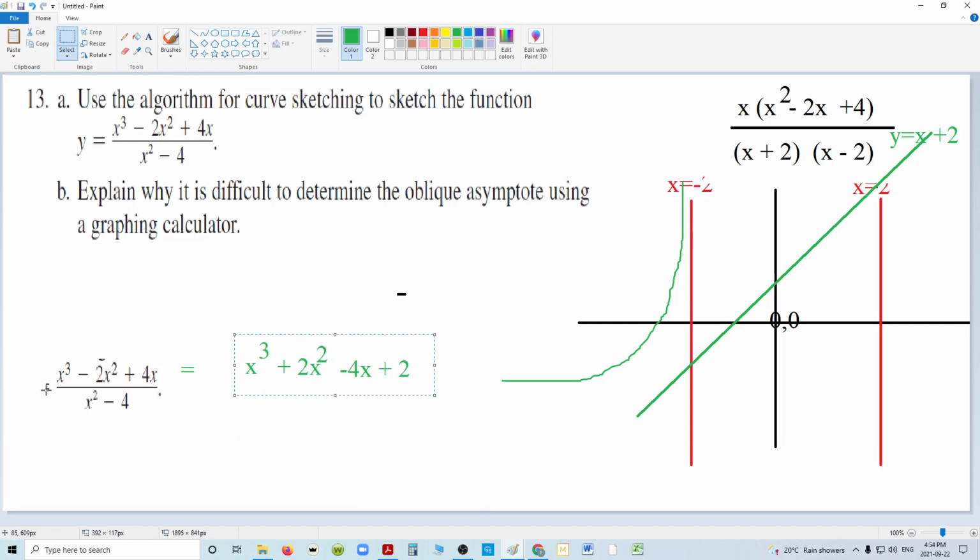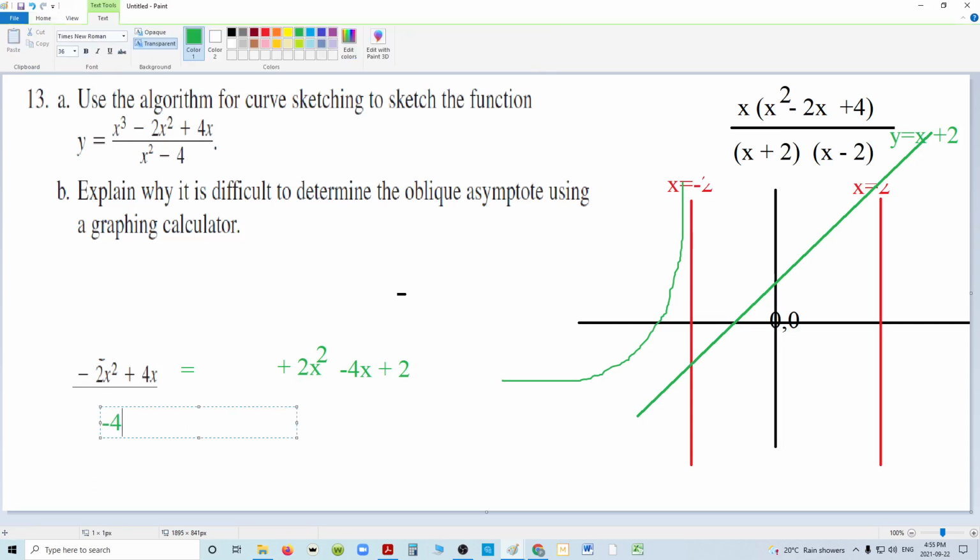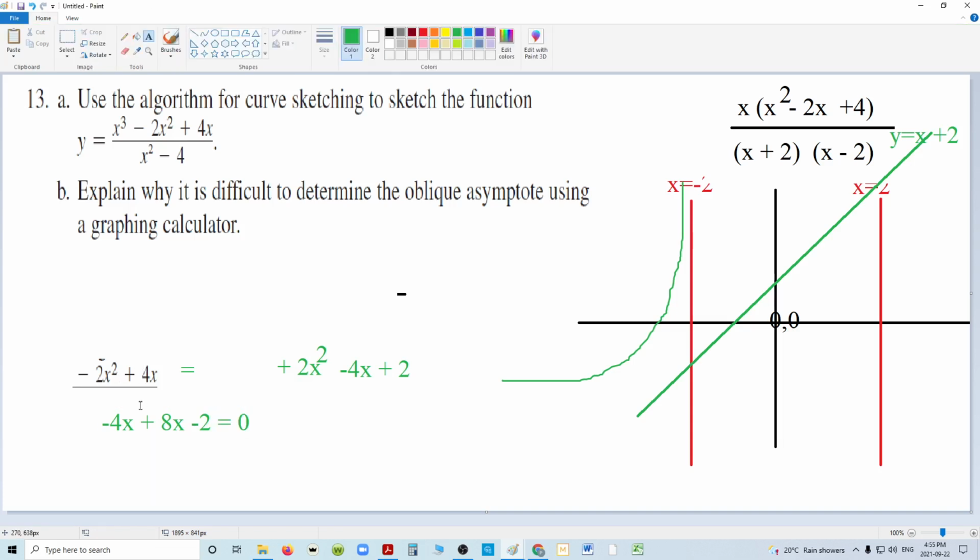So when I get it to the other side, the x cubes disappeared. The x squareds become minus 4x squared. The 4x becomes plus 8x. And it becomes minus 2 is equal to 0. Which means it's going to cross the asymptote twice.